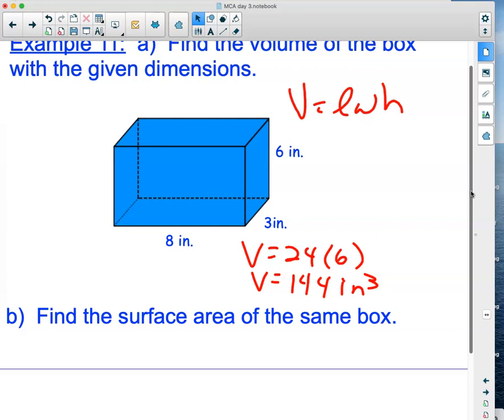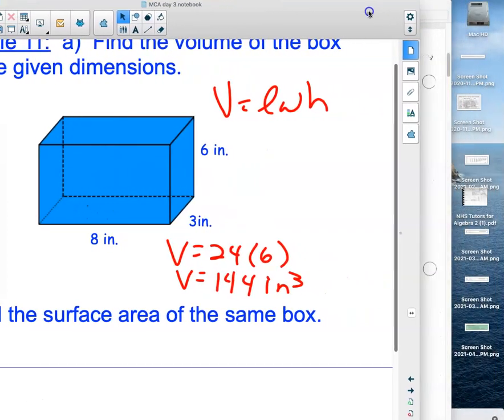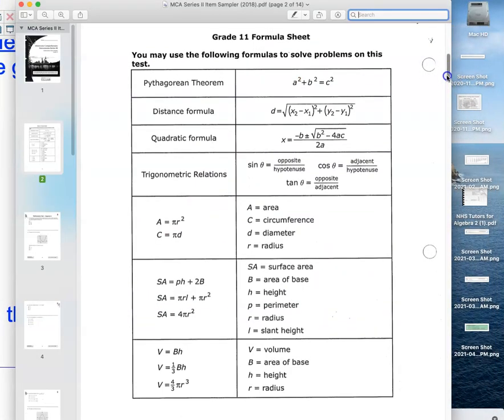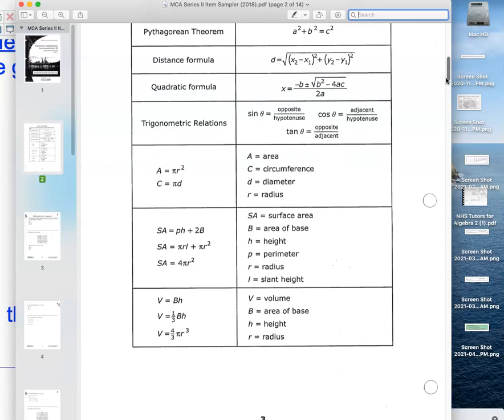Top and bottom be the same, and you could work on it that way without knowing a formula. But they give you a formula sheet, which I, of course, have covered up again, for surface area. And again, very generic little formula that says pH plus 2 and then a capital B. So 2 things you have to know. This little p stands for perimeter of the base. This capital B stands for area of the base. So surface area equals pH plus 2b.